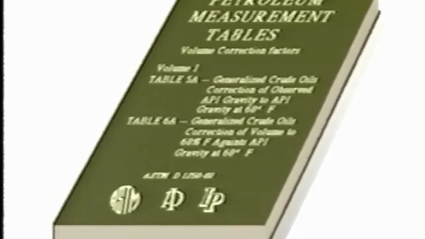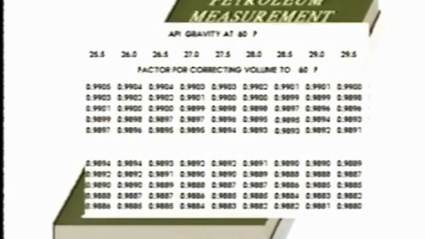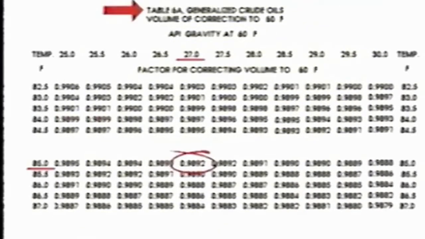The temperature of our cargo is 85 degrees Fahrenheit, and the API of the cargo is 26.8. Use volume 1 of the ASTM tables. Find table 6A. Against API 27 and a temperature of 85 degrees Fahrenheit, you find the factor 0.9892. Do not try to interpolate. Use the closest figure.